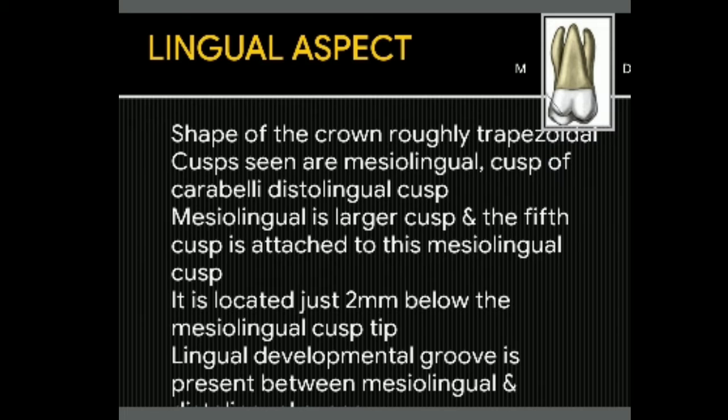Lingual aspect. Shape of the crown is roughly trapezoidal. Cusps seen are mesiolingual, cusp of Carabelli, and distolingual cusp. Mesiolingual is the larger cusp and the fifth cusp is attached to this mesiolingual cusp. It is located just 2 mm below the mesiolingual cusp tip. Lingual developmental groove is present between mesiolingual and distolingual cusps.